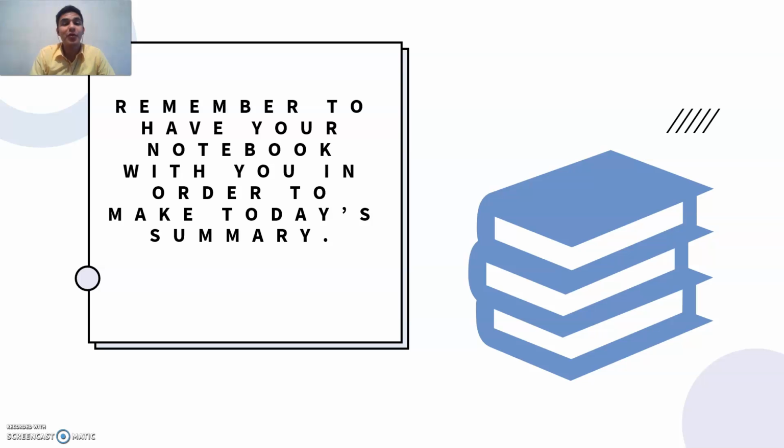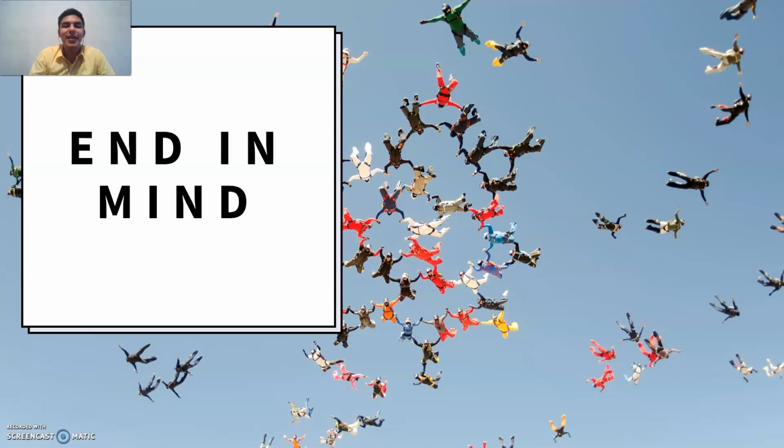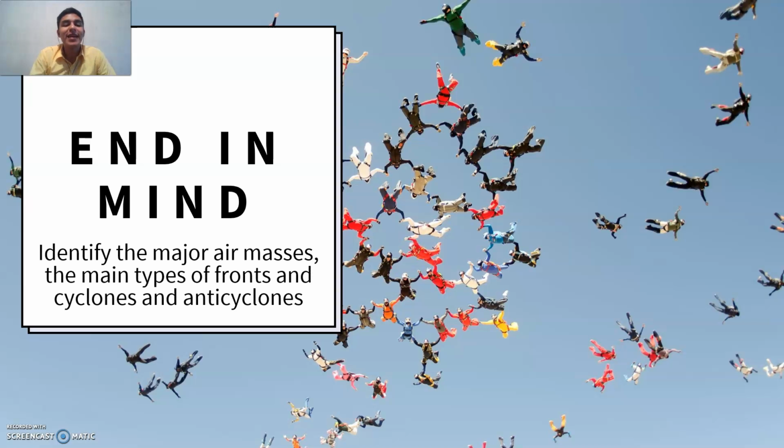Remember to have your notebook with you in order to make today's summary. Just like every week, make sure to include the date, ending mind, title, the summary itself, and some additional decoration in the notes that you take in your notebook. Here you have the ending mind. Identify the major air masses, the main types of fronts, and cyclones and anticyclones. Okay?